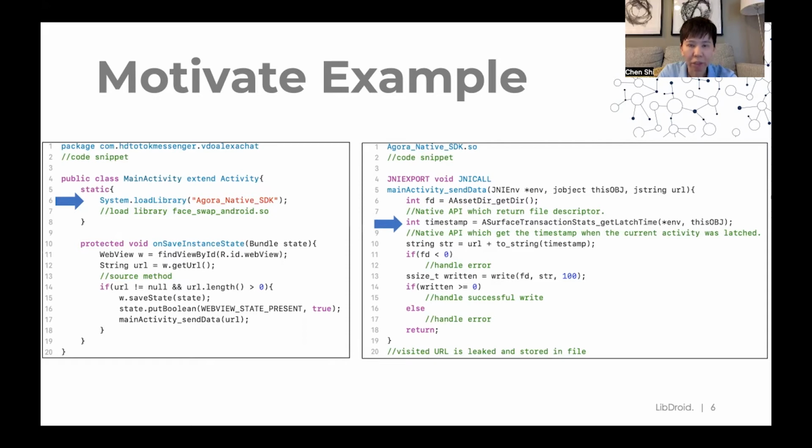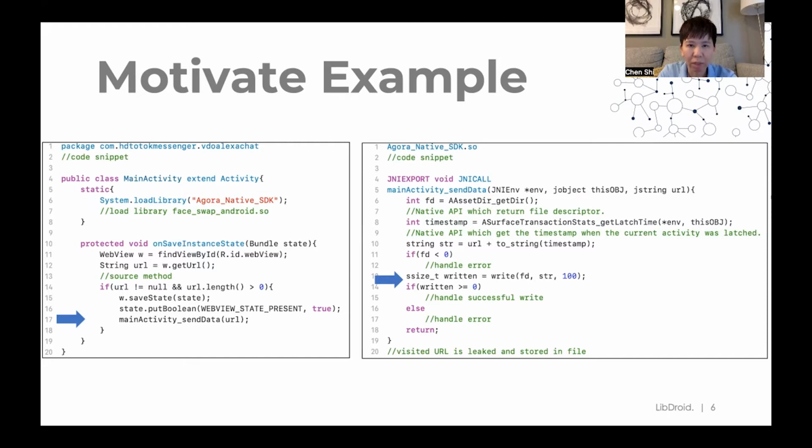So take this application as an example. A sequence of events will be triggered. The main activity invokes a native method, mainActivitiesAndData, where you pass the URL as an argument. And the native method calls a native API to obtain the timestamp information, and a string variable receives the visitor URL and concatenates it with the timestamp. The native method then receives the sensitive data, which contains the visitor URL and timestamp, and eventually writes it to a file.